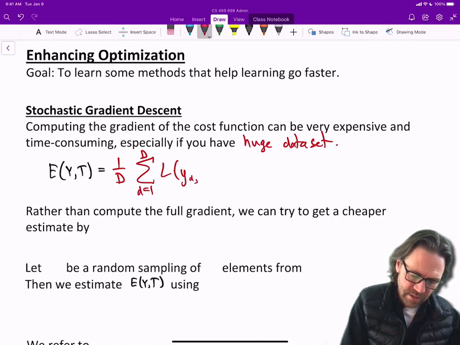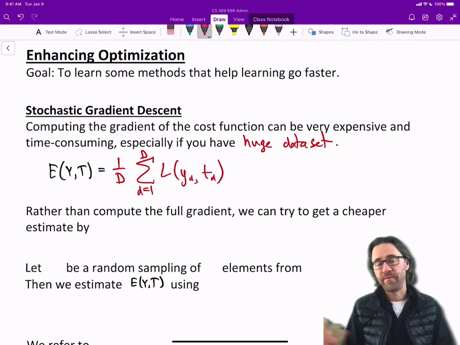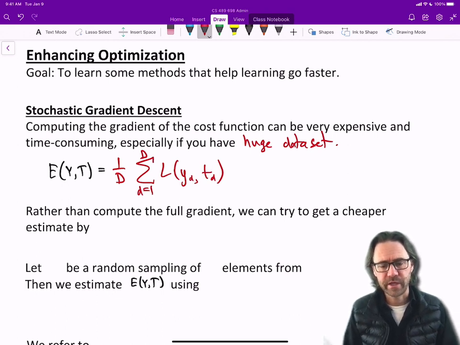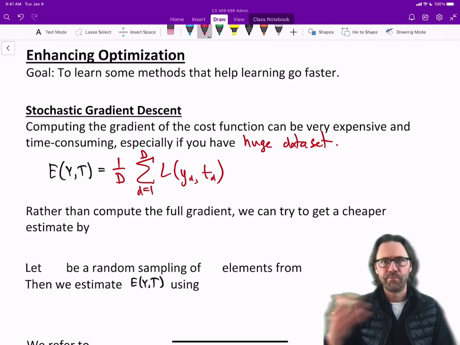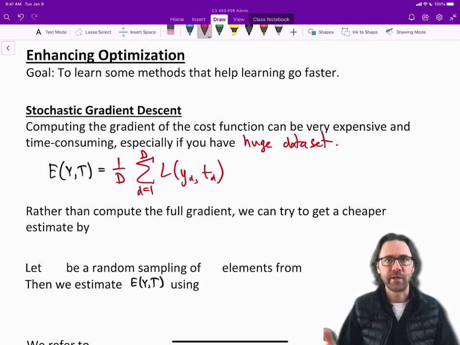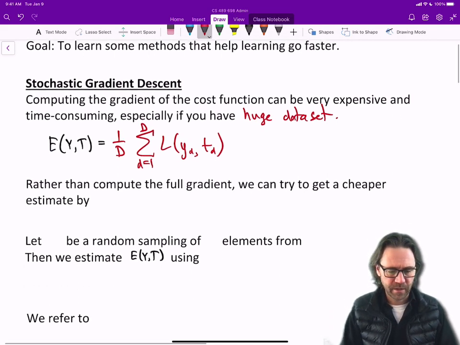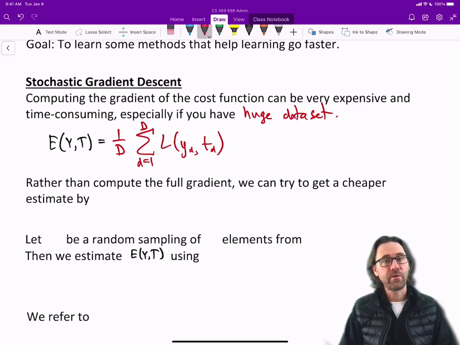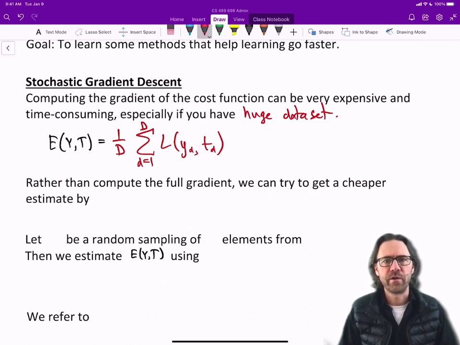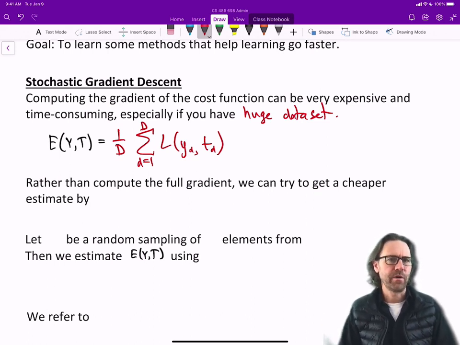So y sub d, t sub d. If you have 50,000 samples in your training set, that involves running all 50,000 through your network and then evaluating the loss over all of those just to get one total expected loss. So rather than compute the full gradient over your entire data set, we can try to get a cheaper estimate by computing the gradient from a random sampling.